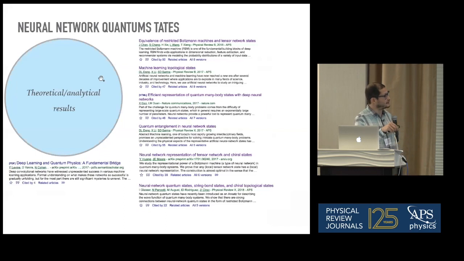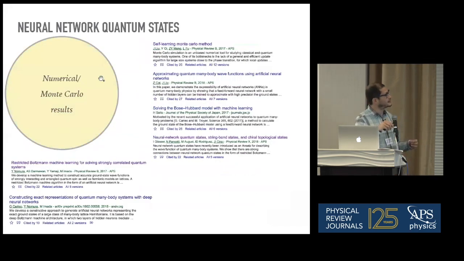There are theorems where you can show that efficient representations of quantum many-body states in terms of neural networks are possible. How they scale, how the entanglement of the RBM scales, which is a half volume law and so on. So there's a lot of interesting work out there. Like, they can represent chiral states, string bond states, and chiral topological states. That's the next speaker this morning, and for instance, this deep learning quantum physics fundamental bridge, we heard about that yesterday actually.